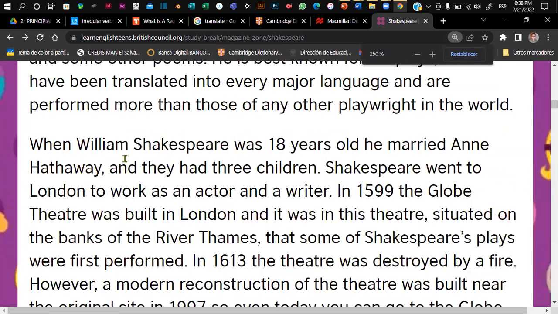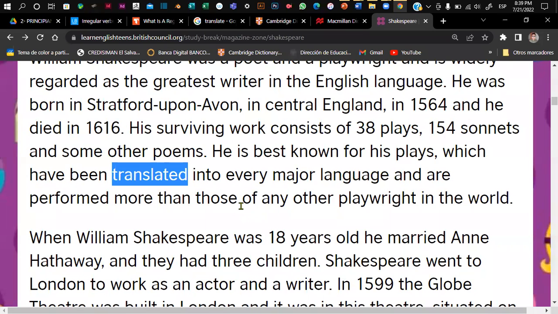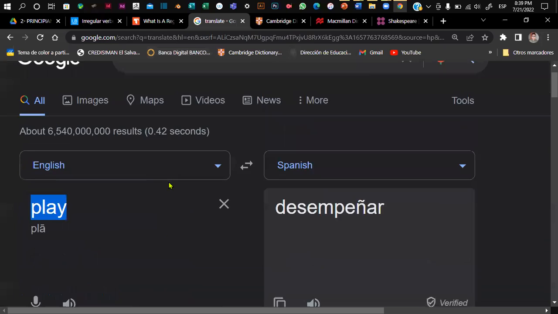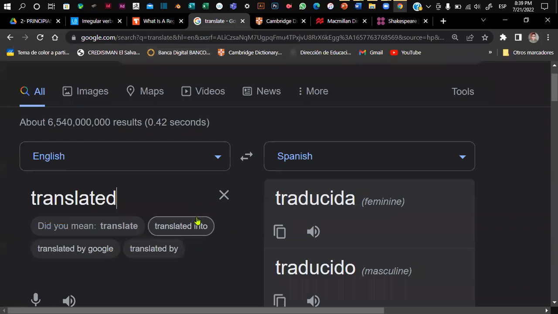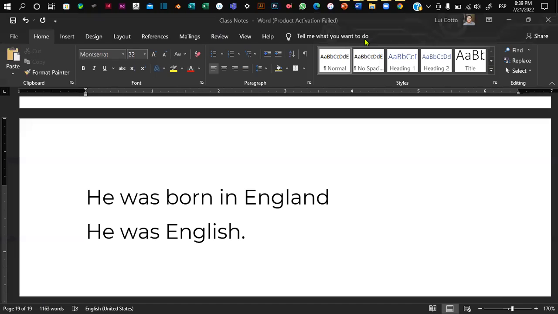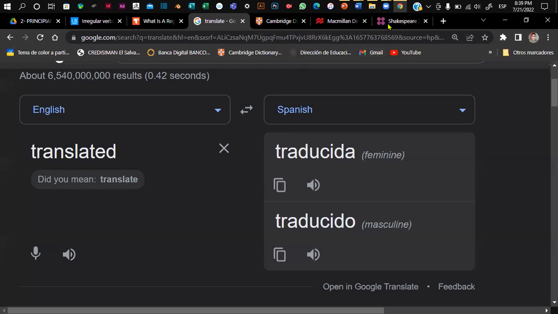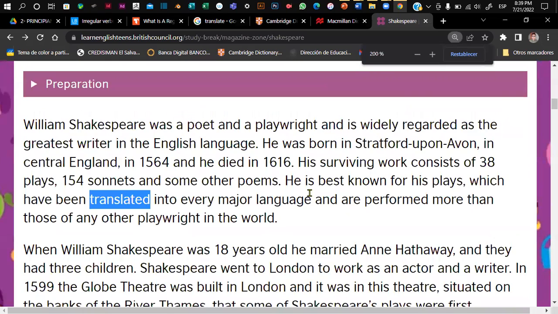Okay, we have another word. What is the pronunciation of this word? Translated. Let's check. We are studying the pronunciation of the simple past of the regular verbs. Translated. ID. Pronunciation ID. Correct. Translated. Very good. Into every major language and art.